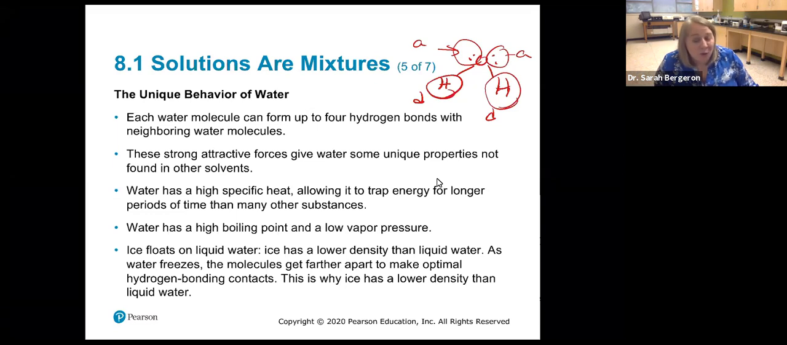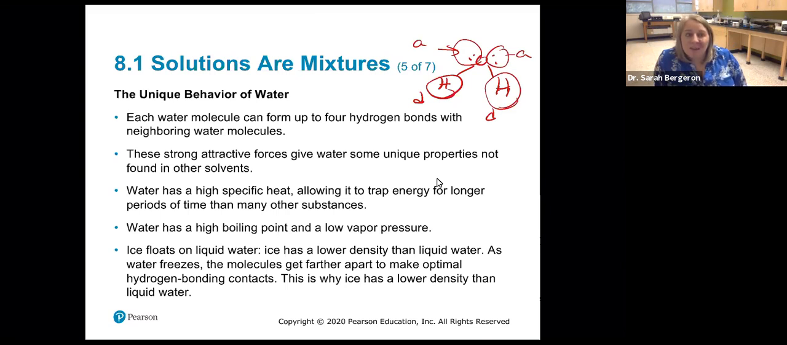Water also has a very high boiling point because it has lots of strong intermolecular forces. And it also has a low vapor pressure because all those molecules are very, very strong in their interactions with one another. And so it prevents them from escaping into the gaseous form and then creating that pressure on the surface of the liquid. And so high boiling point, low vapor pressure. Remember, they're inversely related.